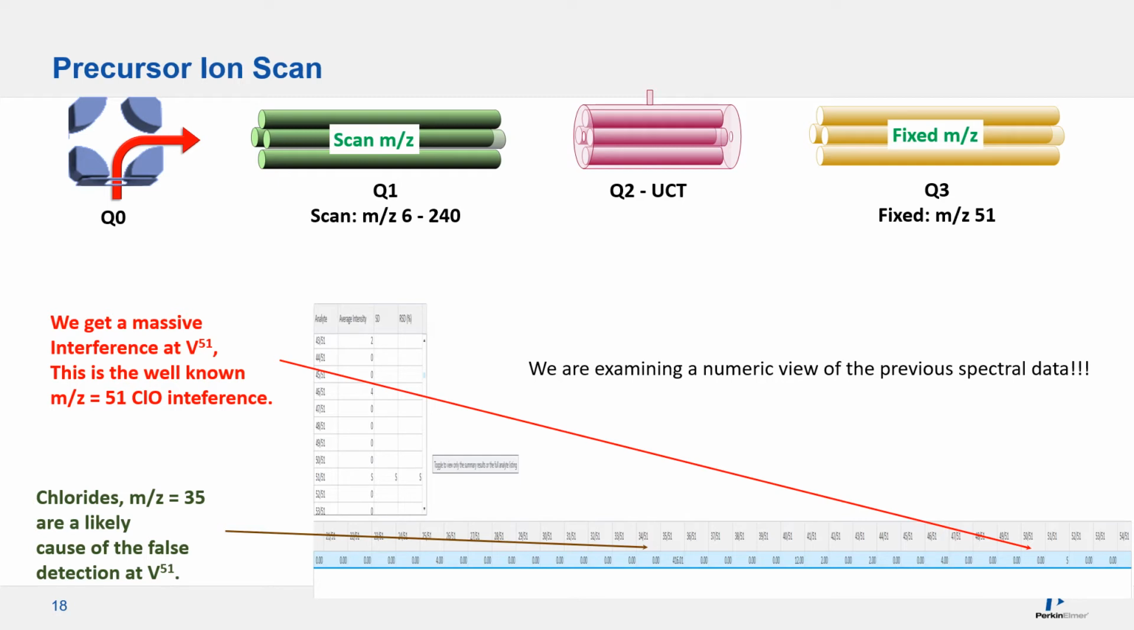And there's also some other little things popping up in the case of, if we look at mass 35, so Q1 is set to mass 35, it's letting chloride through. We're actually seeing a little bit of count background from that. Remember, we're not adding any gas at this point to the cell.